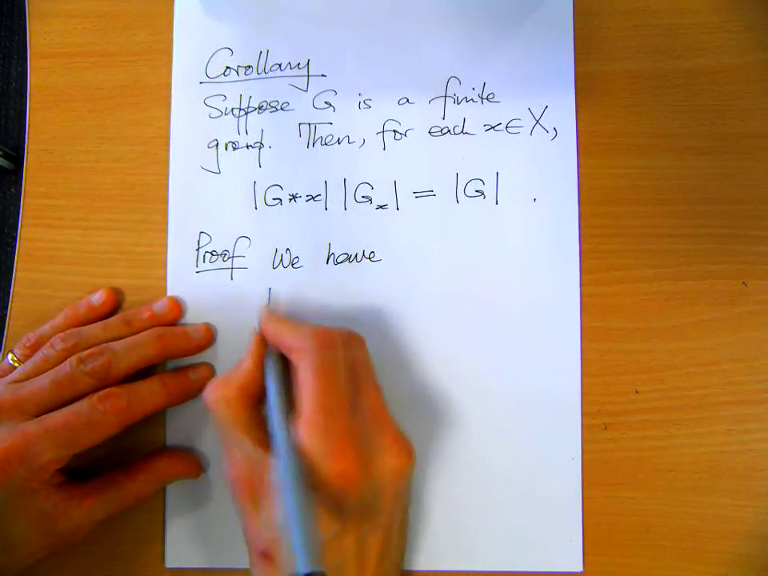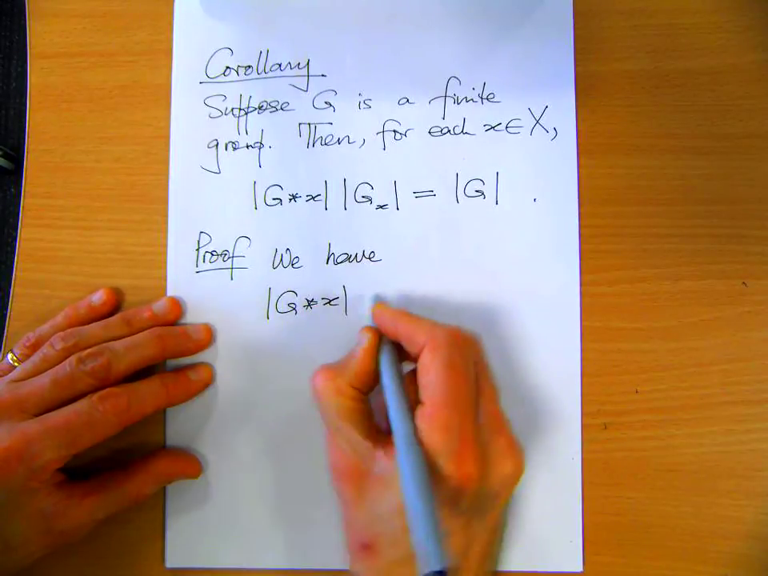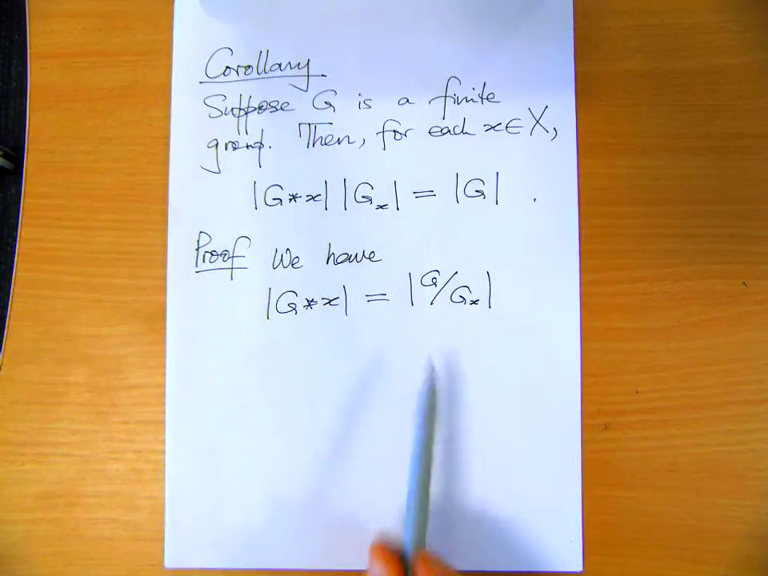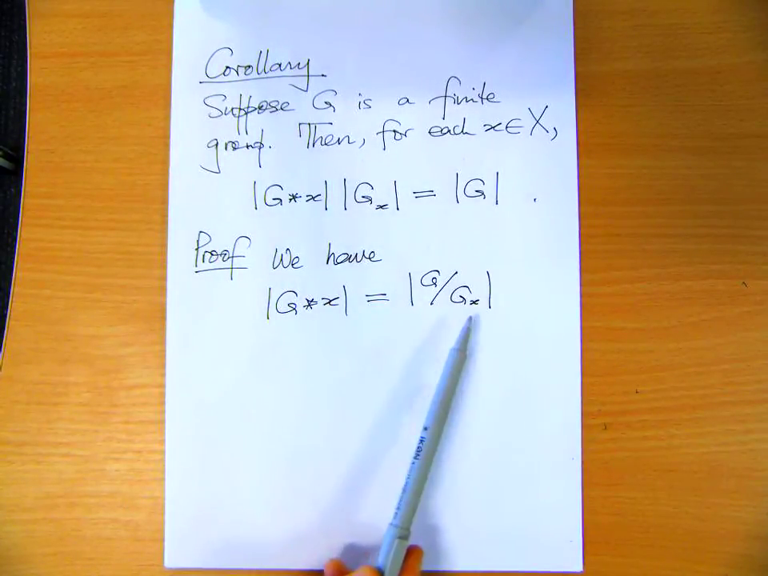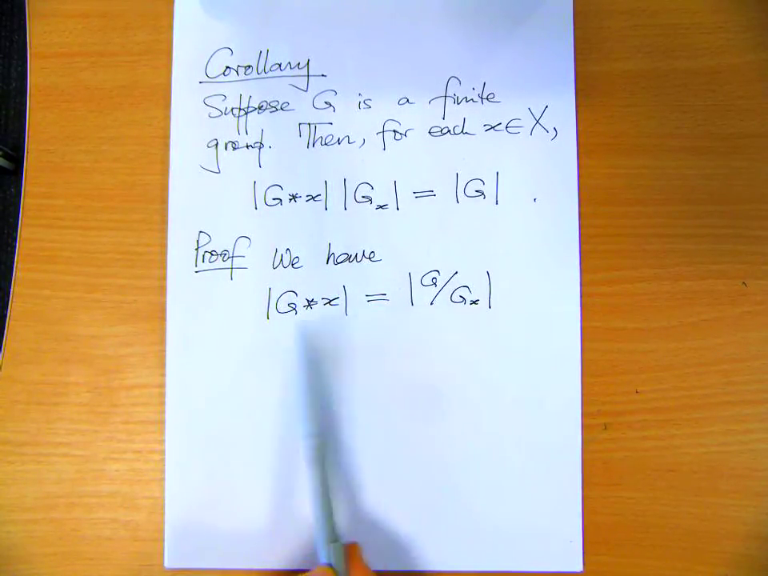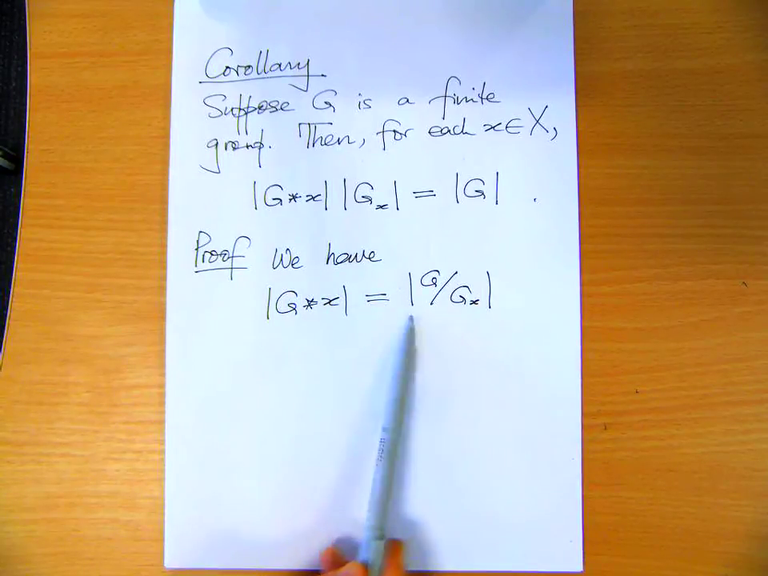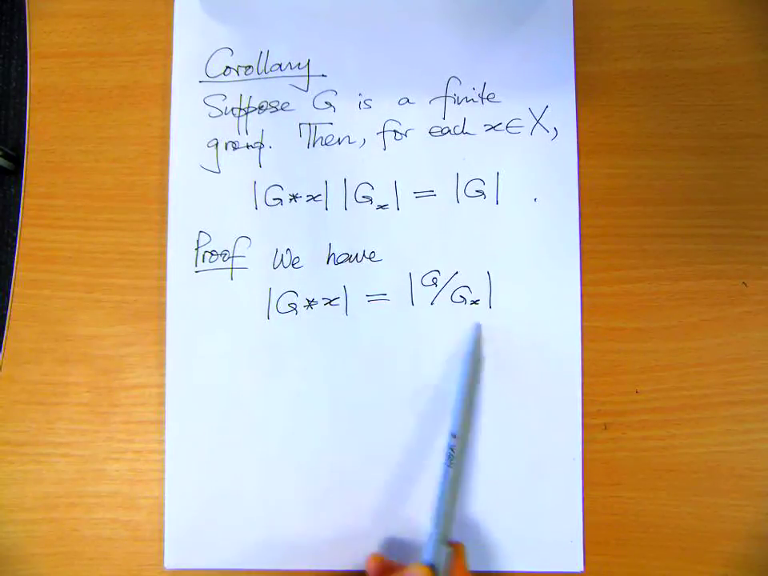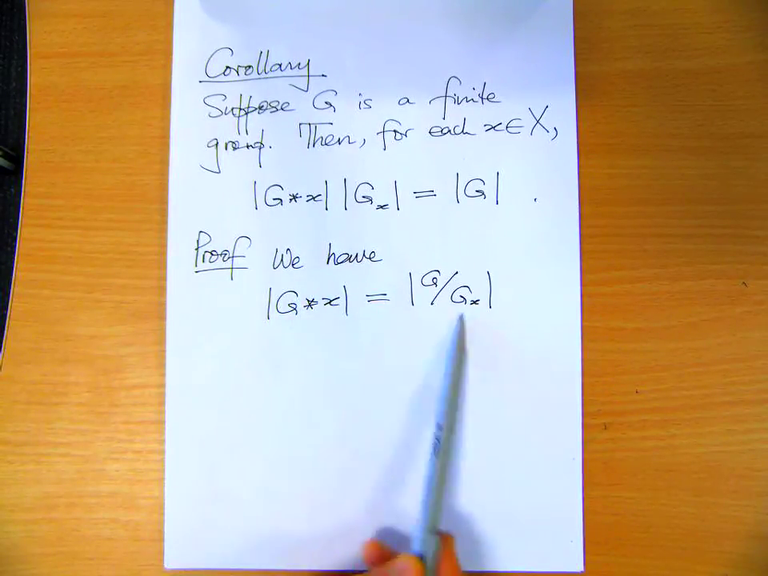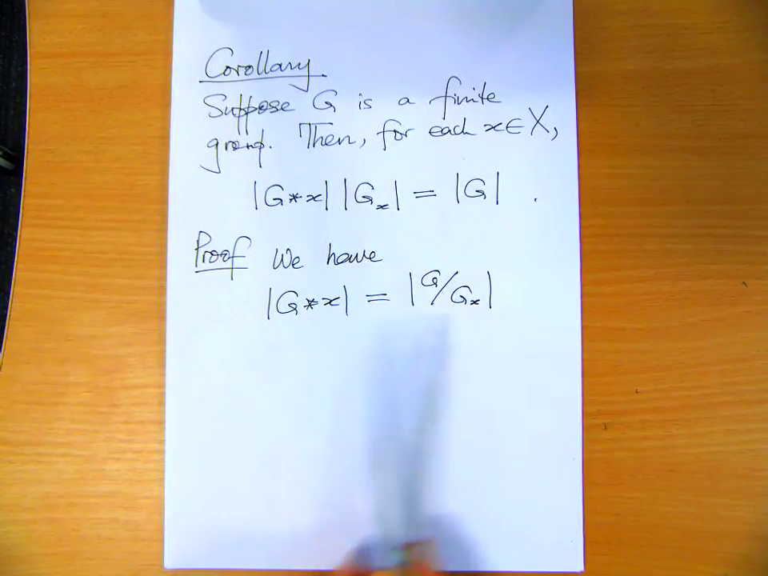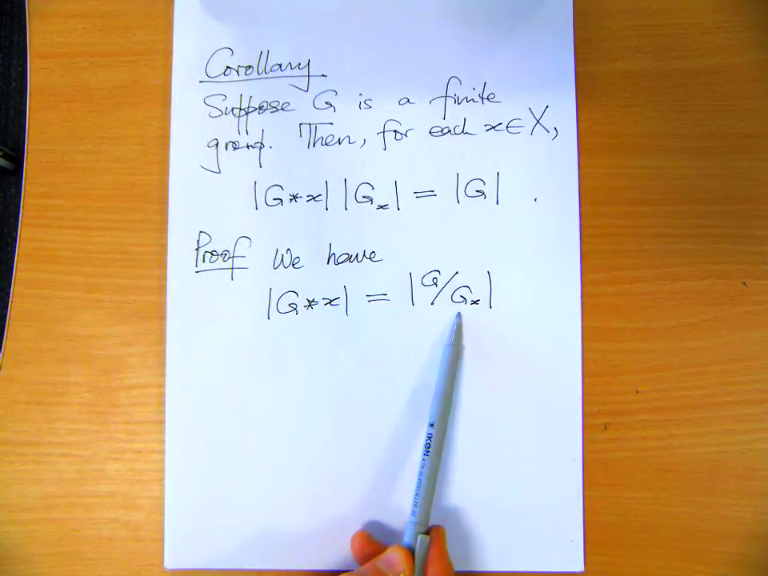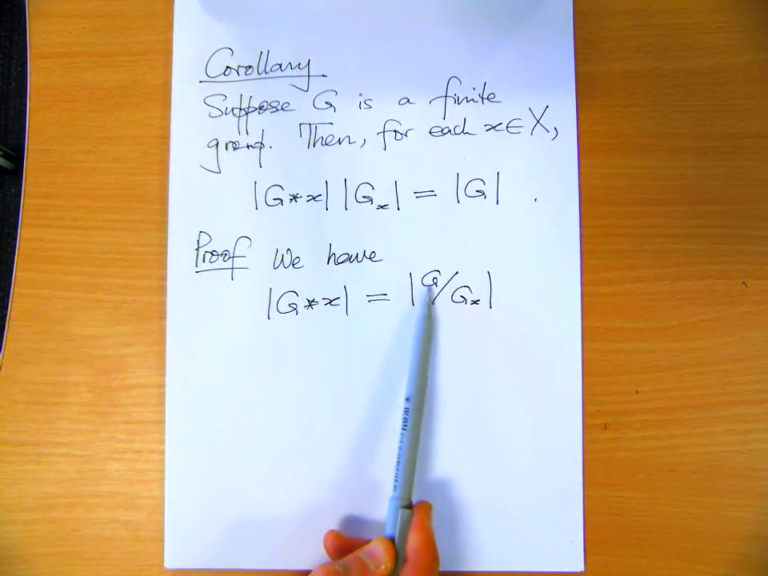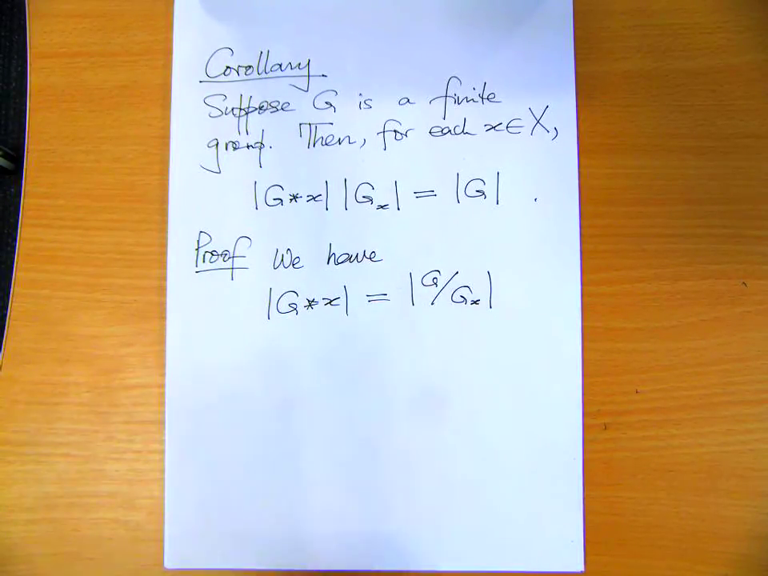We know that the size of the orbit is the size of the set of left cosets, because these are in one-to-one correspondence. Okay, so these two sets we've just shown are in one-to-one correspondence. So if they're finite, they've got the same number of elements. I mean, even if they're infinite, their cardinalities are equal. So this follows from G star X being in one-to-one correspondence with G slash GX.